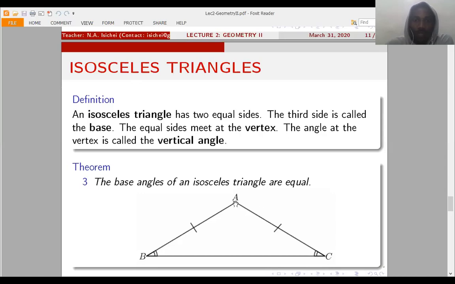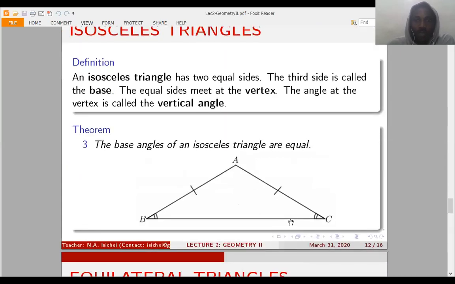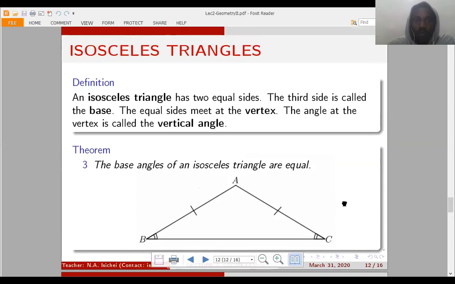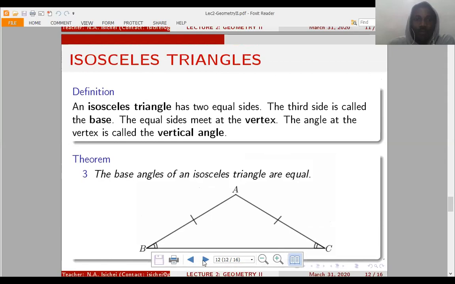So the angle at A here is called the vertical angle. This angle at A. Okay. Now line BC is called the base. All right. And the angle at B and C respectively are called the base angles. All right.